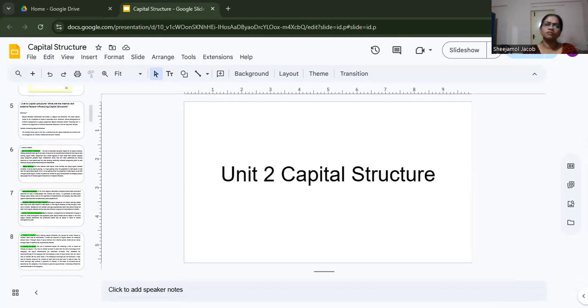So the last factor which affects the capital structure externally is taxation. Interest paid against debt is a tax deductible expenditure, whereas dividend is not considered a tax deductible expenditure for the company. So these are the external factors which affect the company's capital structure.